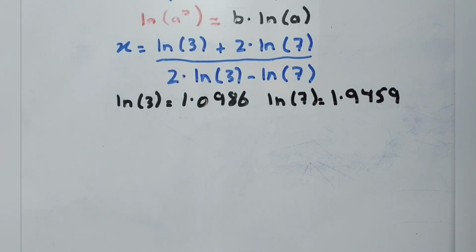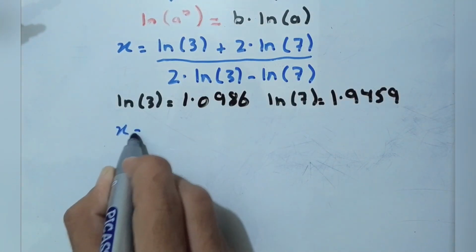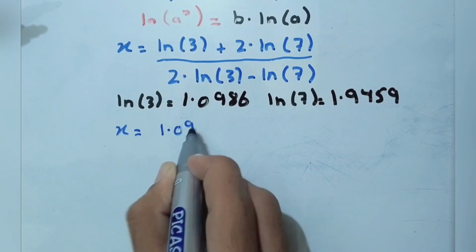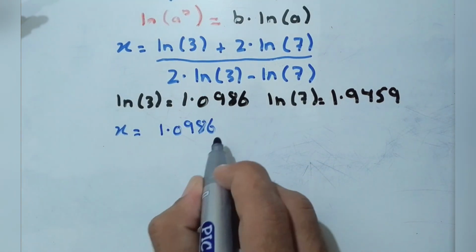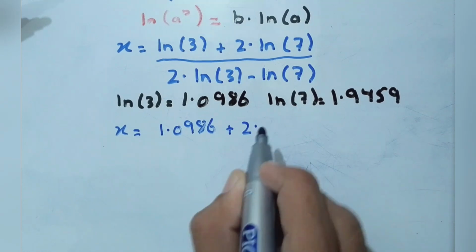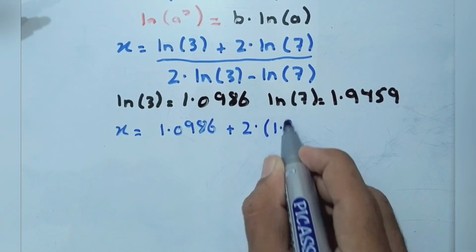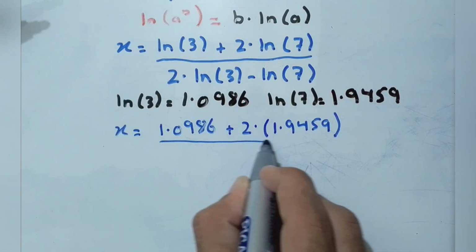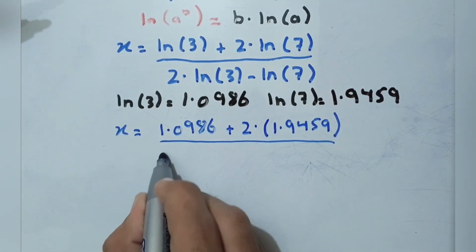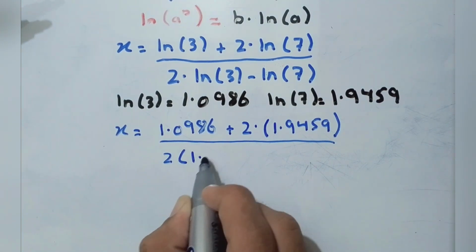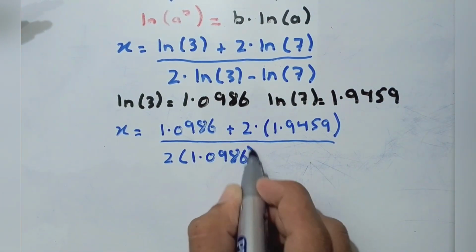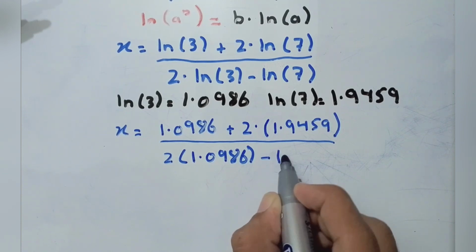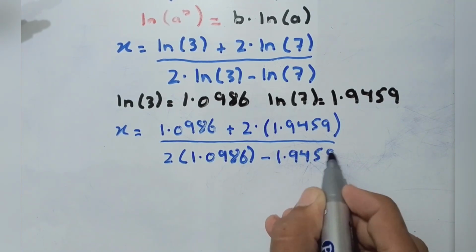And now we are going to plug in these values of logarithms into the equation. So first, let's start by substituting both of the things. X is equal to 1.0986, this is the value of ln 3, plus 2 multiplied by the value of ln 7, that is 1.9459. This is our numerator arranged, substituted, and now the denominator, that is 2 multiplied by 1.0986, the value of ln 3, minus the value of ln 7, that is 1.9459.